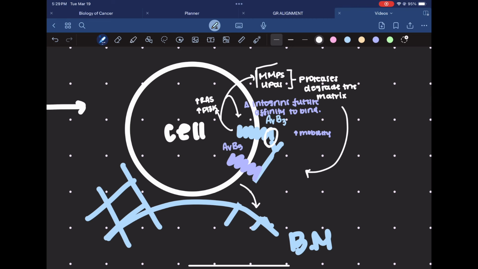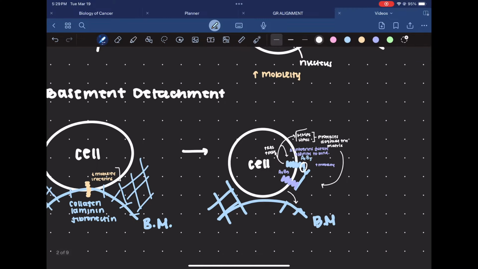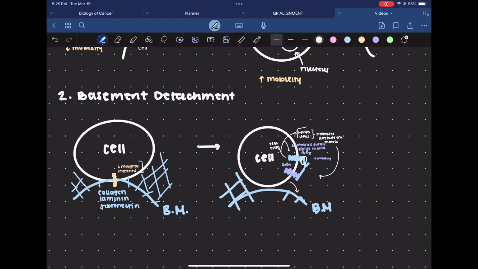All right. So that's our overview of basement detachment and what that's going to look like. In the next video, we will talk about the next step of metastasis, which is matrix degradation.